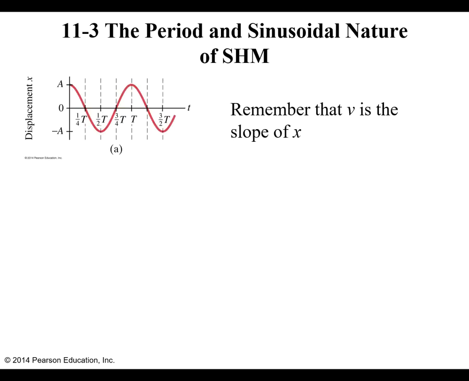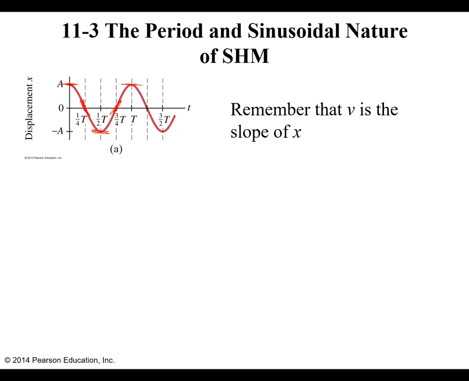We talked about position here, and we know the equation for your position. That would be x equals A cosine omega t. But remember that the velocity is the slope of x. So if we look here, we're going to look at 5 different points. Here we have a slope of 0. Here we have a negative slope. Down here we have a slope of 0. Here we have a positive slope. And here we have a slope of 0 again.